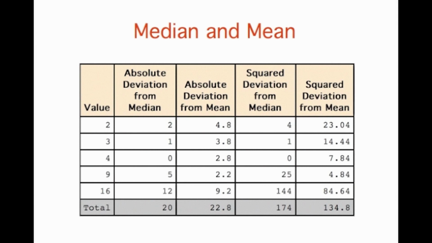mean is 23.04. By looking at the last row, you can see that the sum of absolute deviations from the median is smaller than the sum of absolute deviations from the mean. This will always be the case since median minimizes the sum of absolute deviations. On the other hand, the sum of squared deviations from the median is larger than the sum of squared deviations from the mean. This is the case because the mean minimizes the sum of squared deviations.